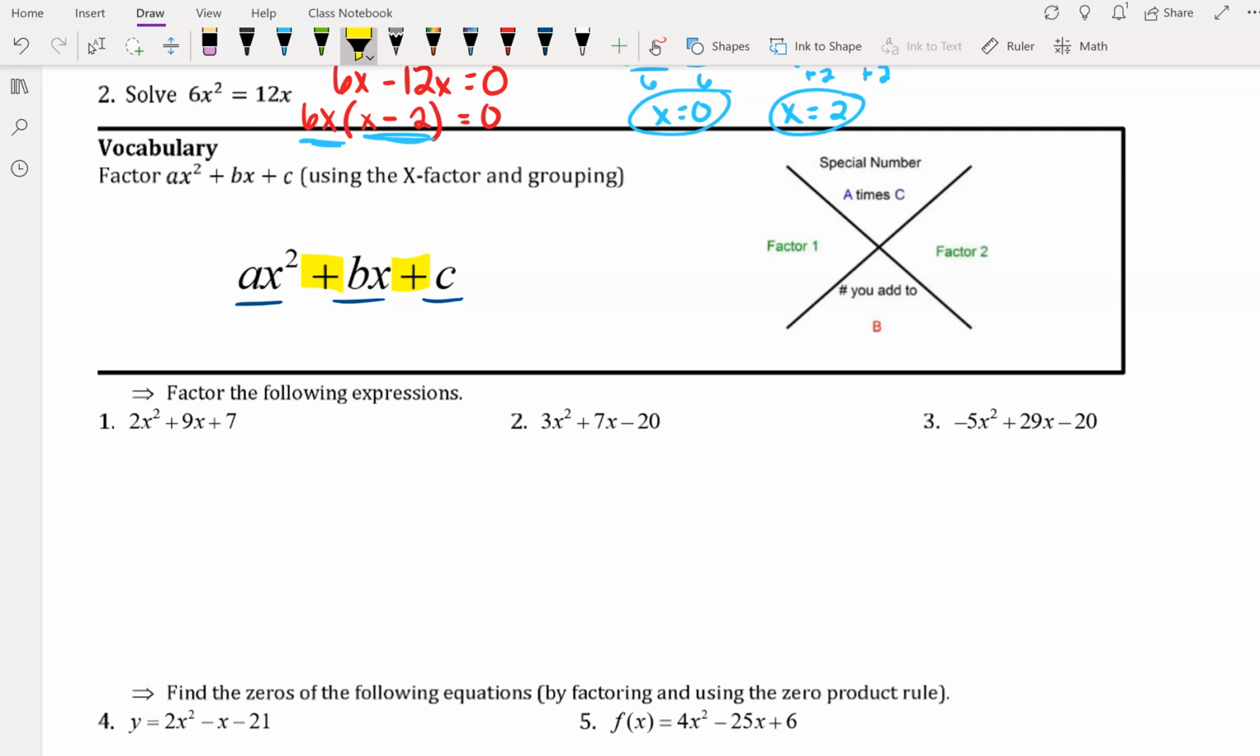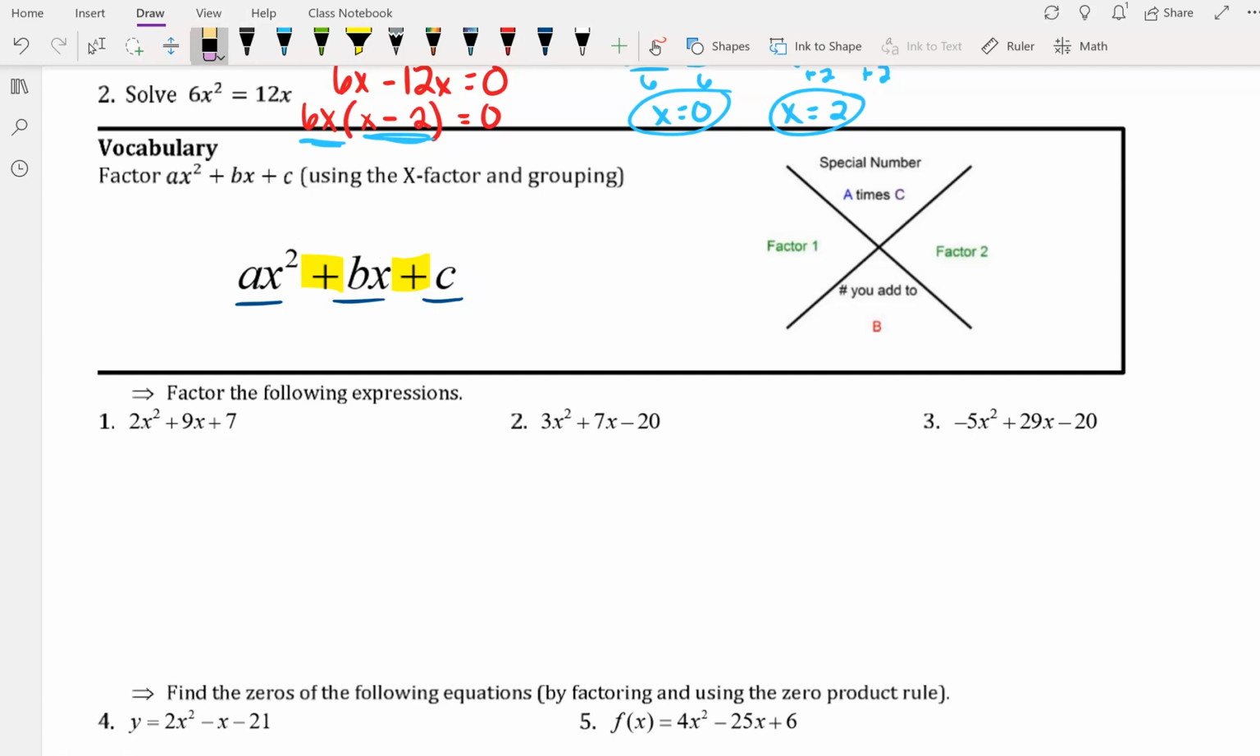This is written in standard form. Standard form means it goes in order by degree, and degree is the exponent. So this is second degree. This is first degree. This is technically considered 0 degree because there's no x there. It's like x to the 0 power. So that's in order by degree, starting with the largest degree.